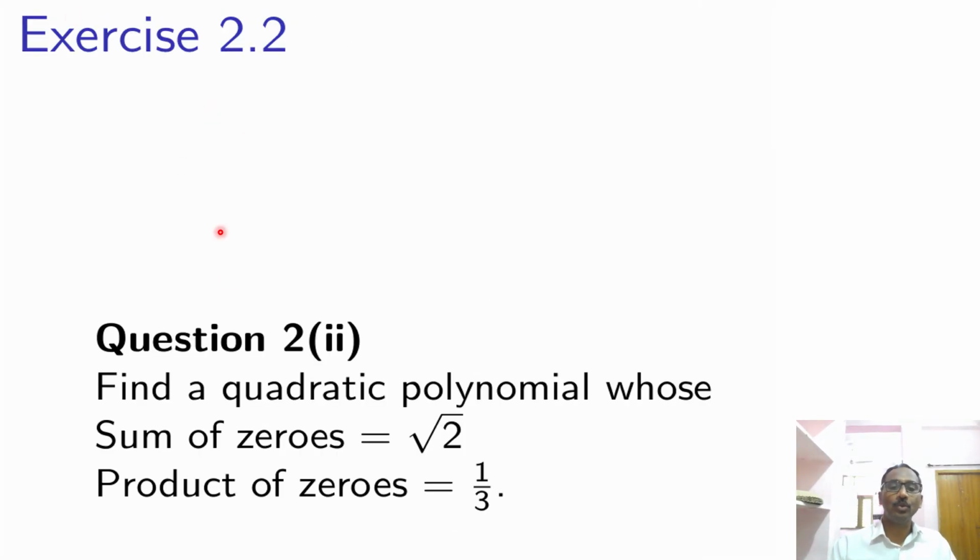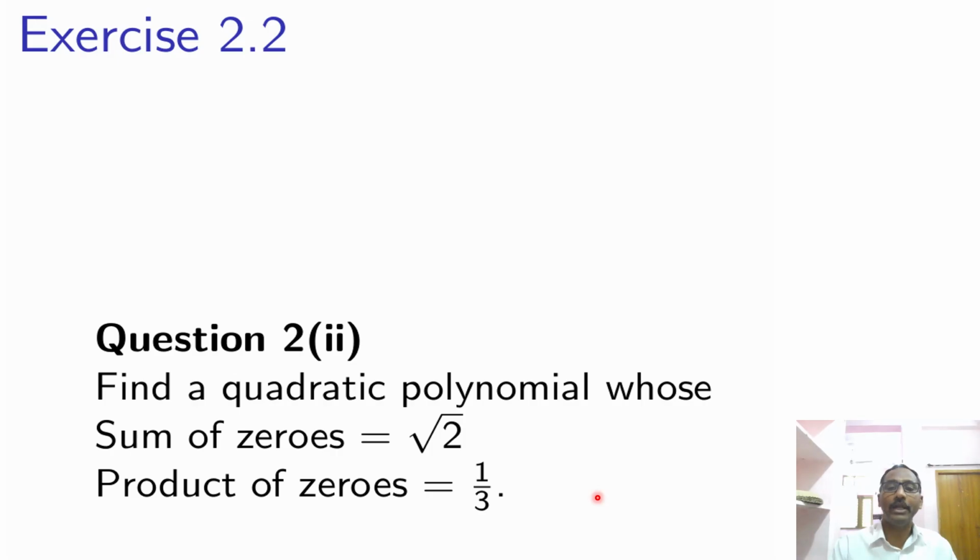Now exercise 2.2, question number 2, second bit. Find a quadratic polynomial whose sum of zeros is root 2 and product of zeros is 1 by 3. Here also the same thing is given, right? Sum of zeros is given, that means alpha plus beta is given, and product of zeros alpha beta is given. So what is the formula to find the quadratic polynomial? Can you see the formula? x square minus of alpha plus beta times x plus alpha beta. Alpha plus beta I have taken as capital S, alpha beta I have taken as capital P. So S is root 2, P is 1 by 3. So what is the required polynomial?